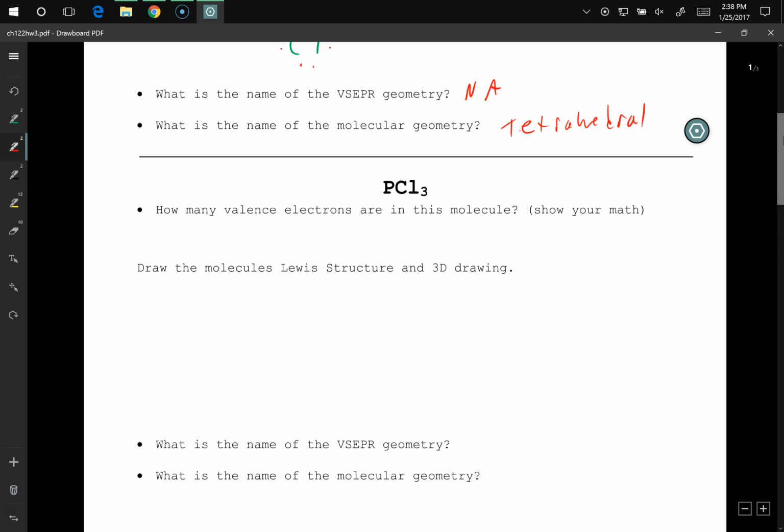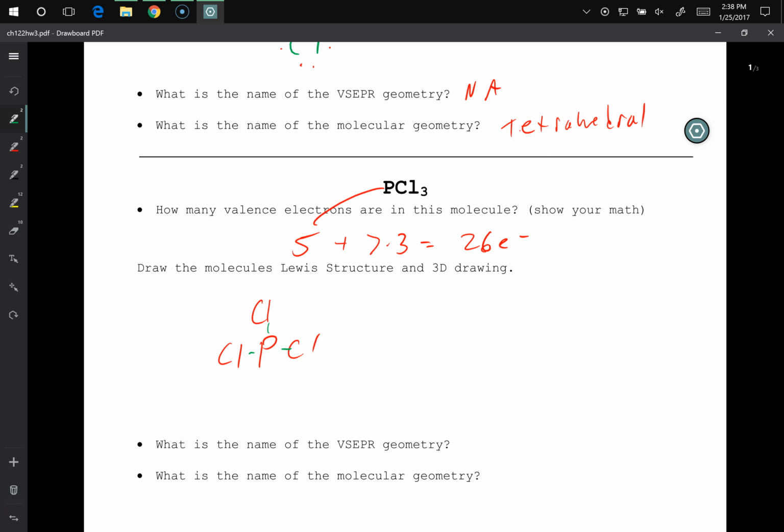So valence electrons. What do we got? 5 for the phosphorus. Okay. And 7 times 3 for the chlorine, so 26 electrons. You good with that? All right. And so for the same reasons that we had before, phosphorus, we're going to go ahead and put that in the middle. We need to deal with 26 electrons, so I'll just put a chlorine here and a chlorine here and a chlorine here, and then I'll connect everybody up. So I've used 6 of my 26 electrons, and nobody's happy yet. So what do we want to do?